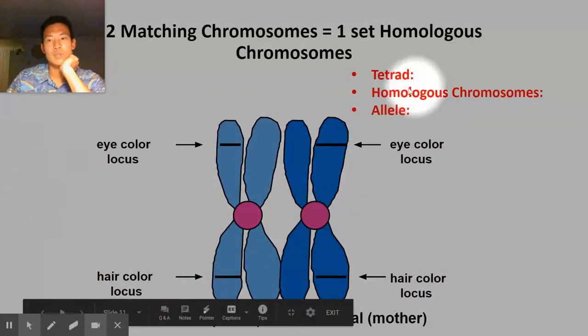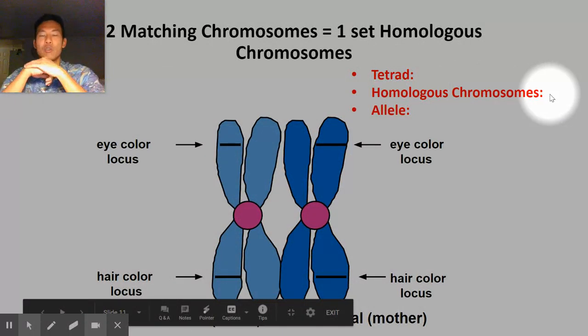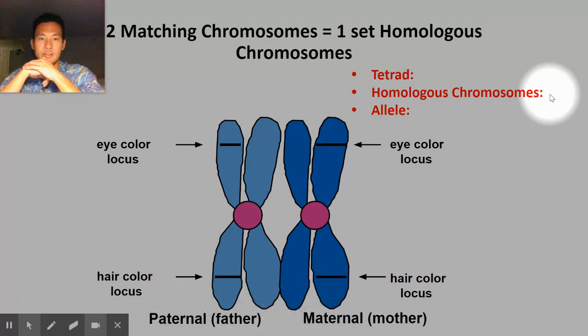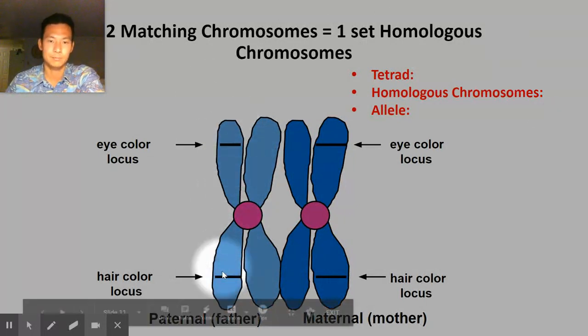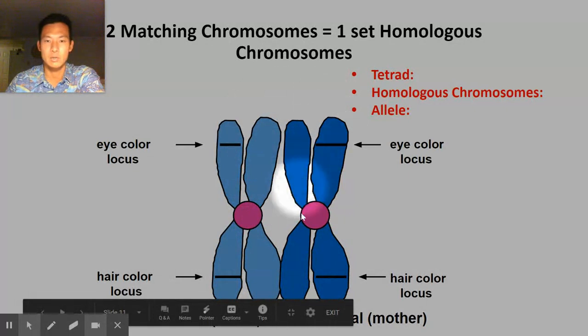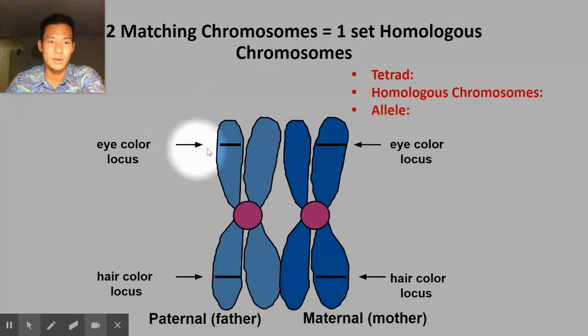Homologous chromosomes. Where are your homologous chromosomes and what do they mean? Homologous means matching. So this chromosome is homologous to this chromosome, meaning they contain the same alleles, the same gene type. This one right here has eye color, and this one right here should have eye color. They don't have to be identical. This one can be brown eyes, and this one can be blue eyes.